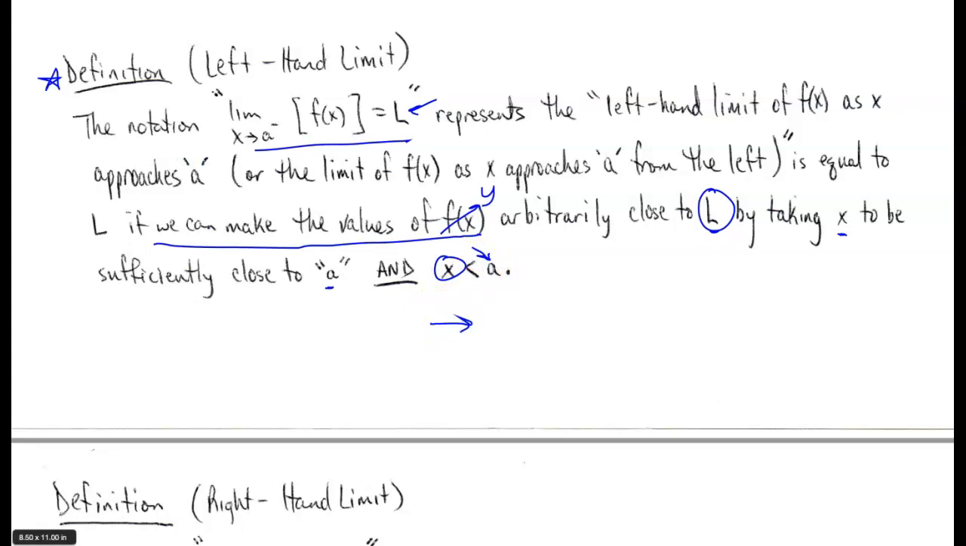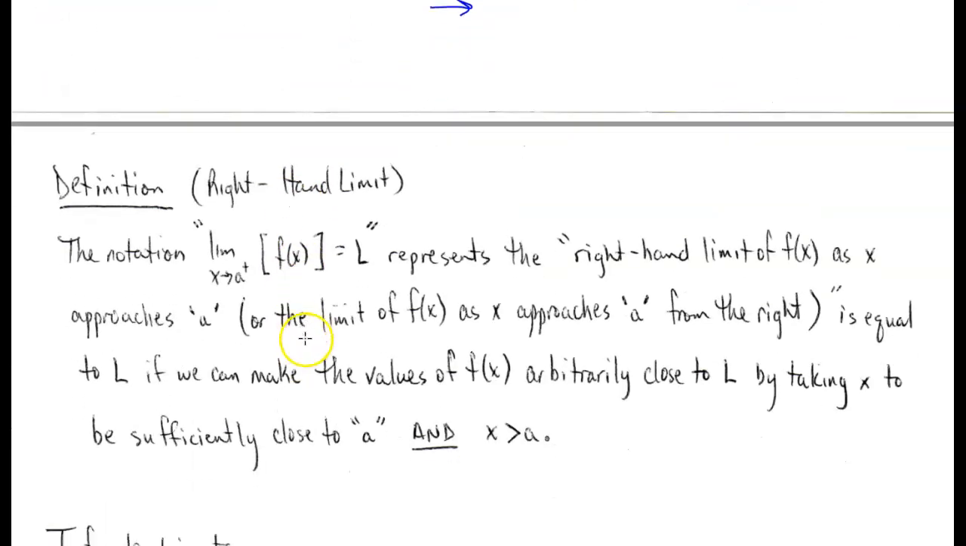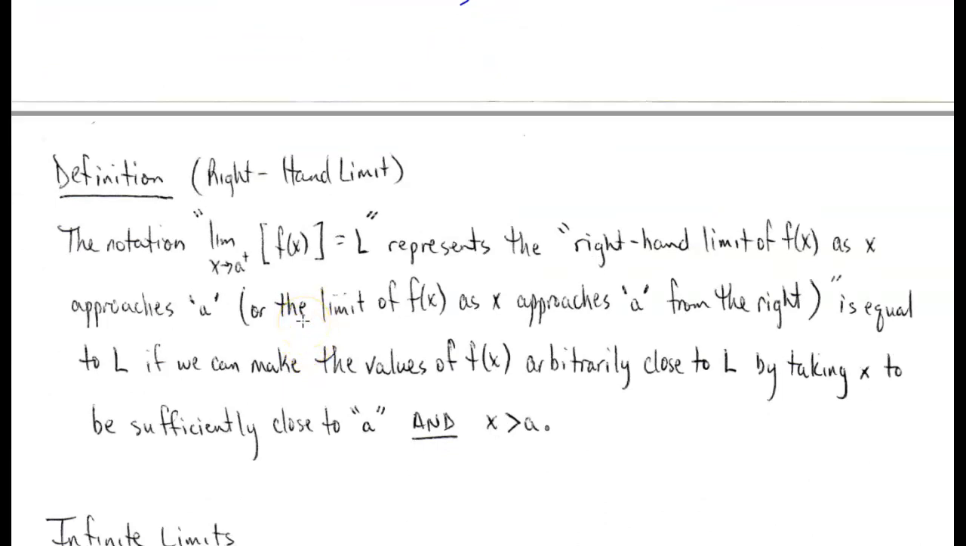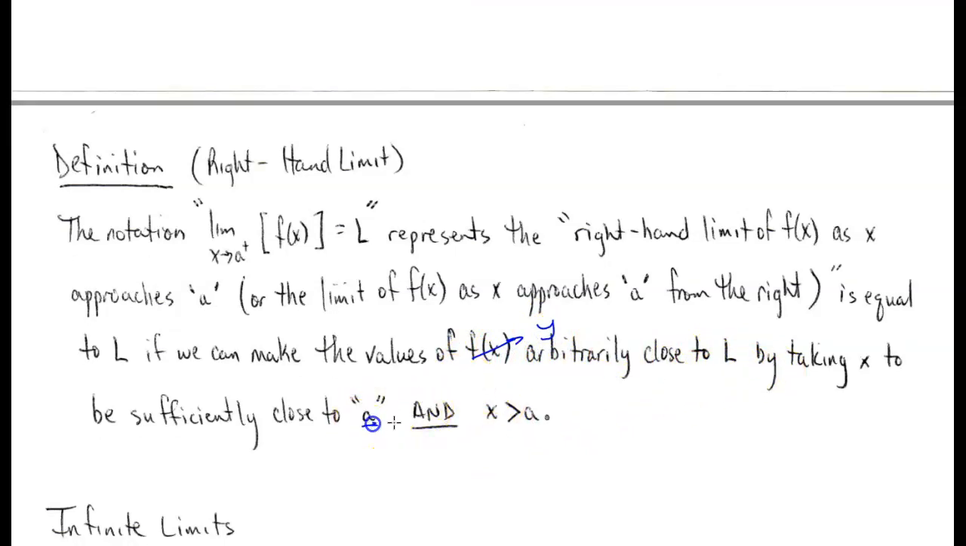Okay. Now, the right-hand limit, it's the same concept. The only thing that's different now is that as our y values approach L, our x values will be approaching A. In this case, we're approaching it from the right. So that means these values x here are going to be larger than A.